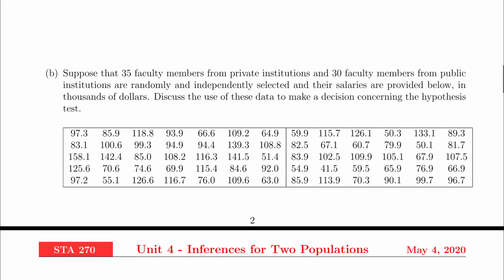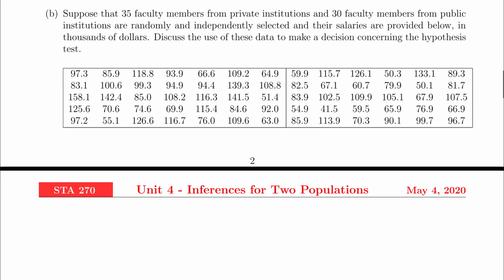For part B, we are given some data. I should have labeled which was which, and I did not. But the left side here is private institution. The right side is public institution. We're not going to come up with any critical values or anything like that. We're just making sure we still understand how to set up the hypothesis test and what the implications are of the hypothesis test when we're comparing two population means.